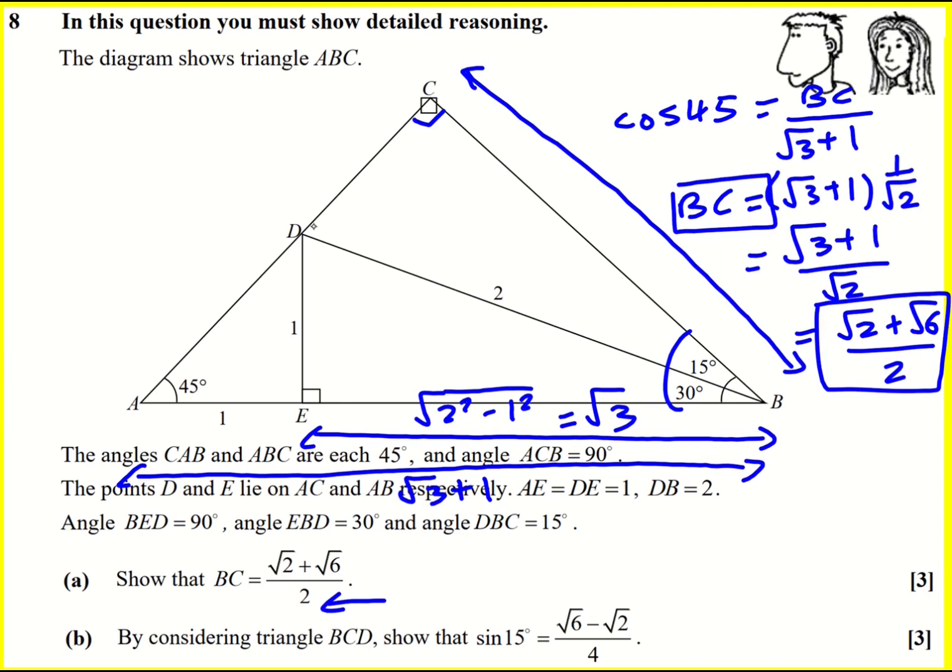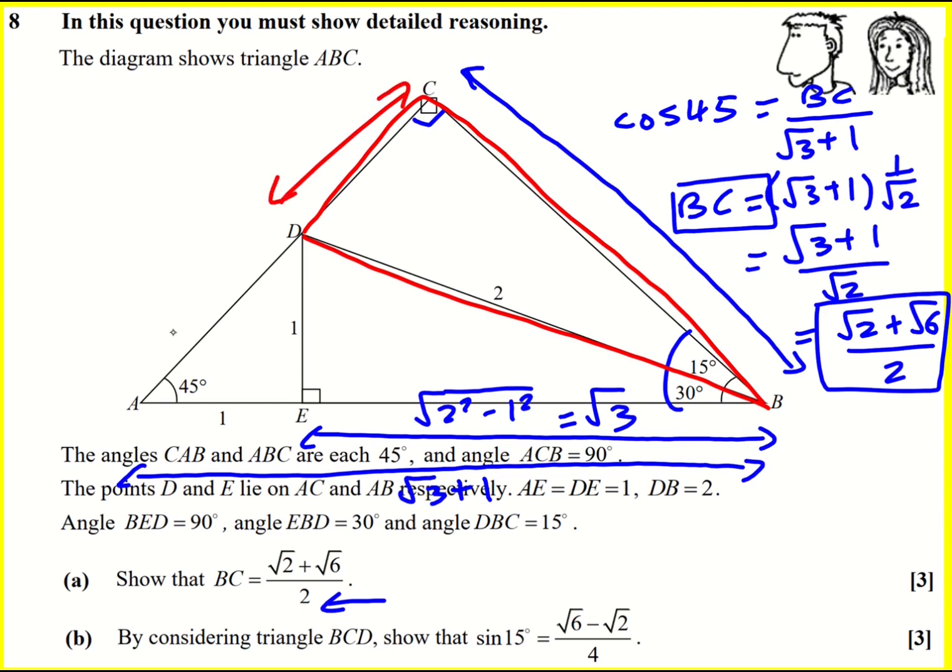Now we're going to consider triangle BCD and show that sine 15 is this. So that is going to involve the hypotenuse, which we've got as 2, and the opposite. So looking at AD, that is simply going to equal root 2, because we have a right angle triangle here, so it's just 1 squared plus 1 squared square rooted. Maybe I'll just write that down. So AD equals 1 squared plus 1 squared square rooted, root 2.